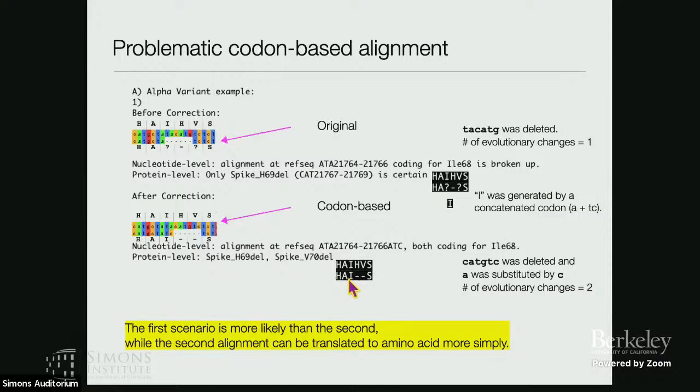However, the evolutionary event behind this codon-based alignment is a bit complicated. 2 events are necessary. GAT-GTC was deleted and A was substituted with C if accepting this nucleotide alignment. Considering this change occurred in a very short period of time, the first scenario is more likely.